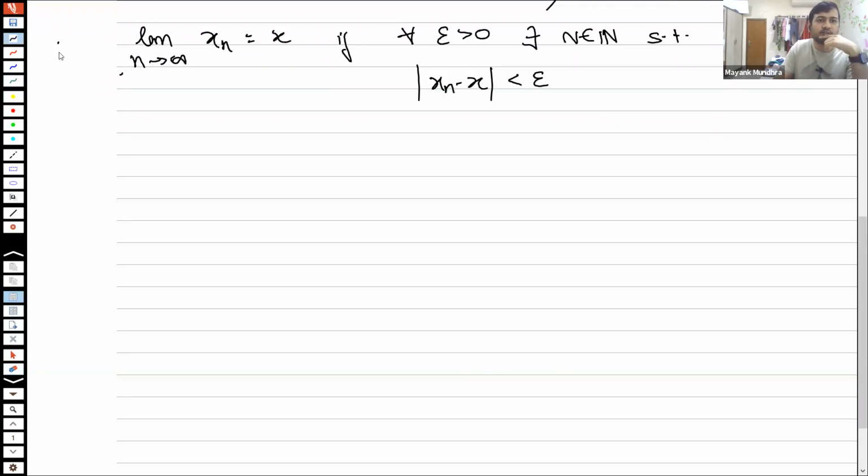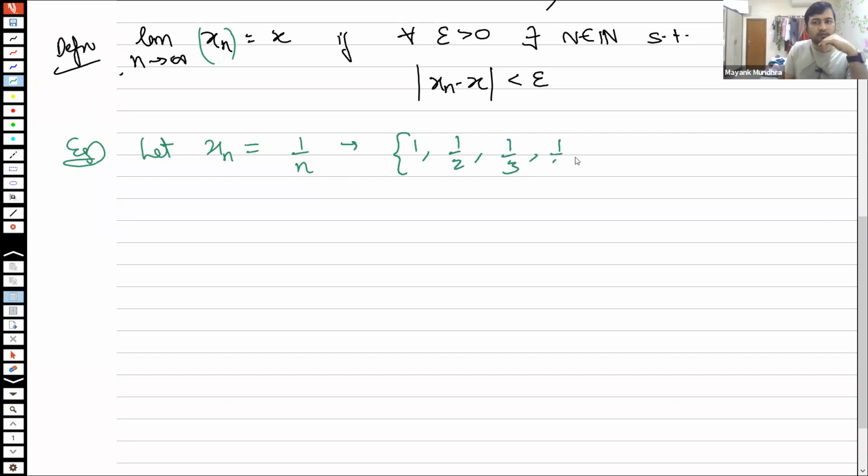Okay, so this is the definition. So what is the example that I'm going to take? The example I'm going to take is some sequence. Let xn be equal to 1 by n. So this sequence will basically look like 1, 1 by 2, 1 by 3, 1 by 4, 1 by 5, and so on.